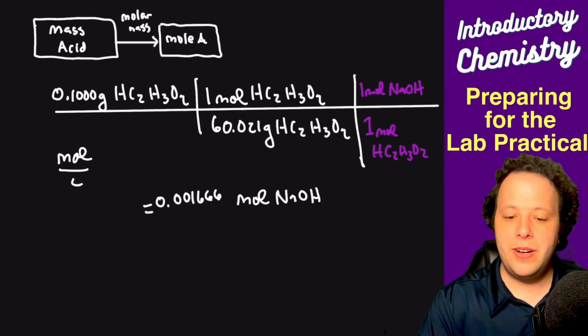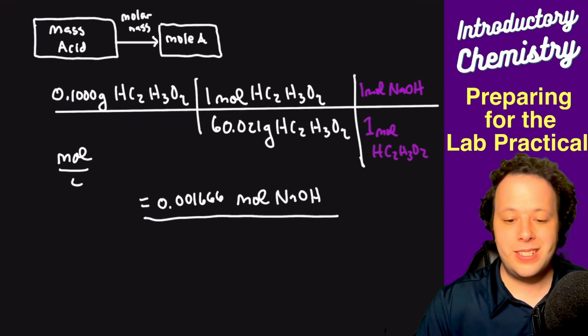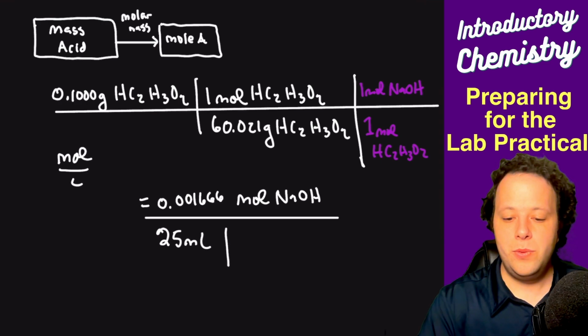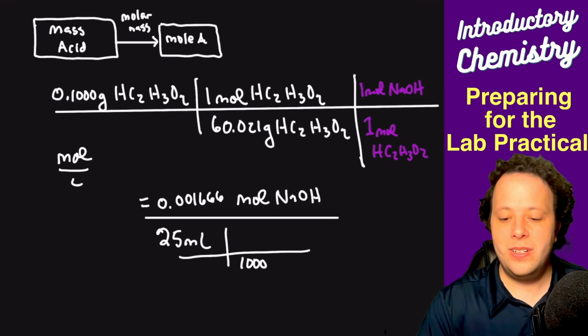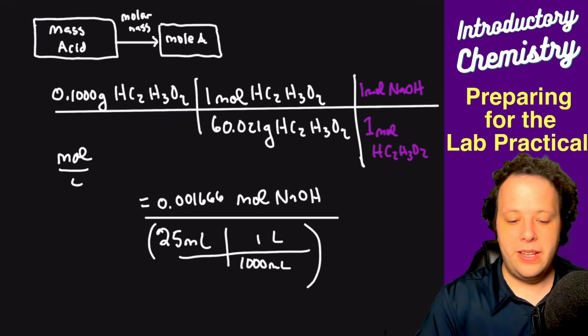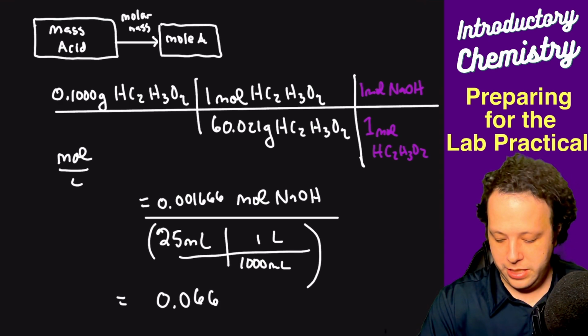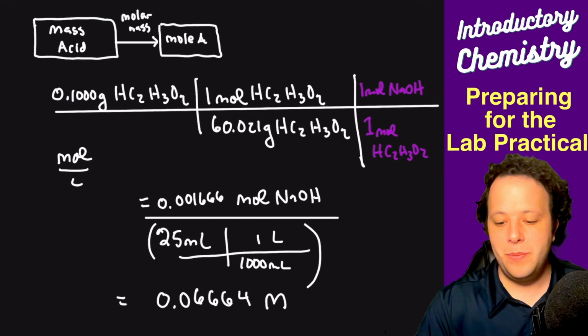And then we're going to divide that by our volume, which was 25 milliliters, and we're going to convert that to liters. So we have 25 mLs. We'll quickly convert that to liters, and then we'll divide by that number. And what we're going to end up getting is 0.06664 molarity of sodium hydroxide.